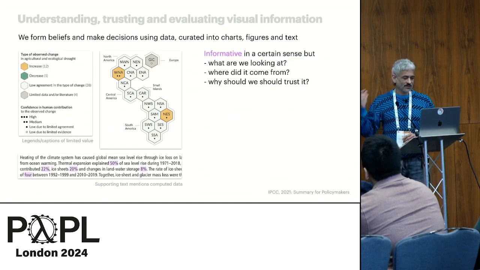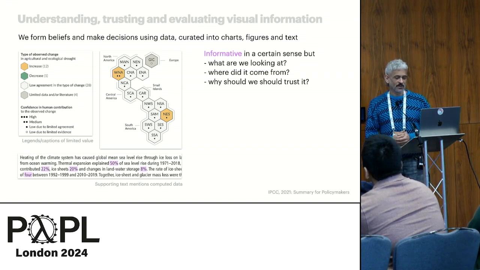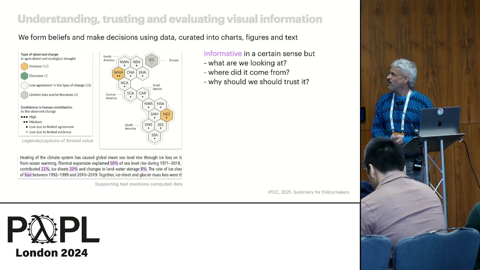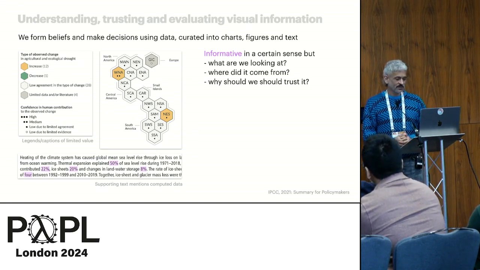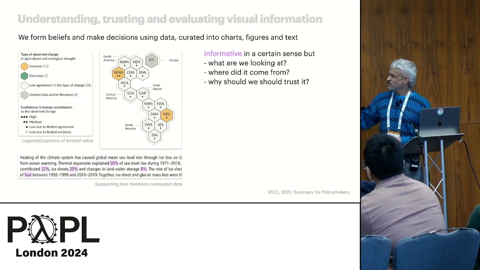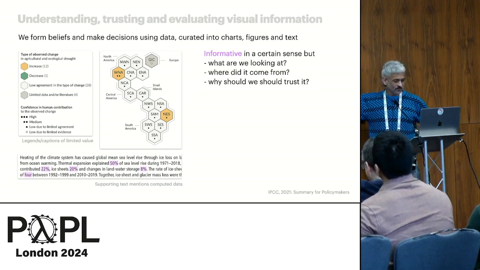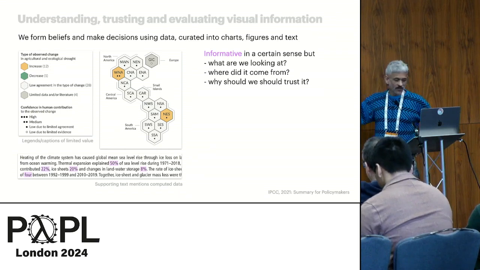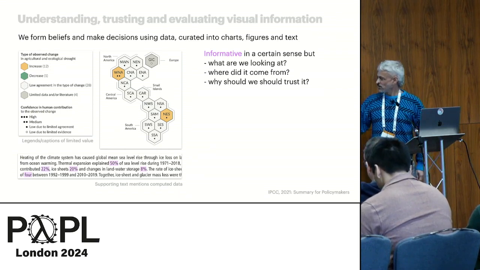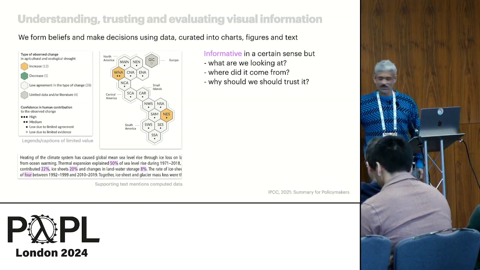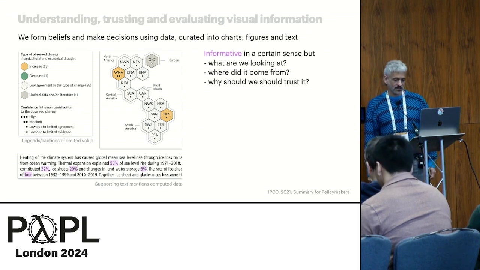We understand and make decisions about the world around us using data that's being curated by scientists and journalists, and presented to us in charts, figures, and words. Here are some extracts from an IPCC report from 2021. We have some charts, but it's not entirely obvious what we're looking at, even with the legends to help. There might be some accompanying text, but it's not clear what the science being specifically referred to is. There are numbers in these texts, where do they come from?